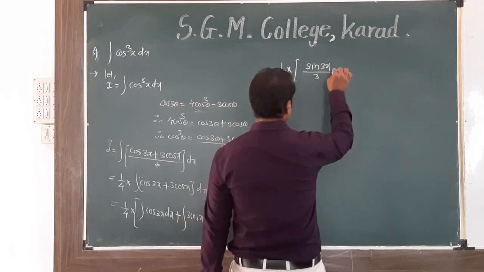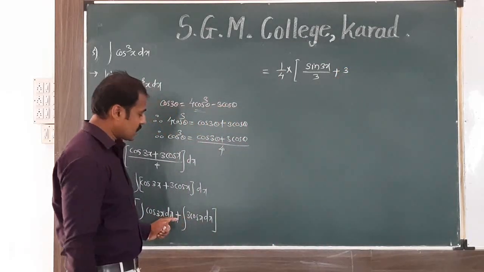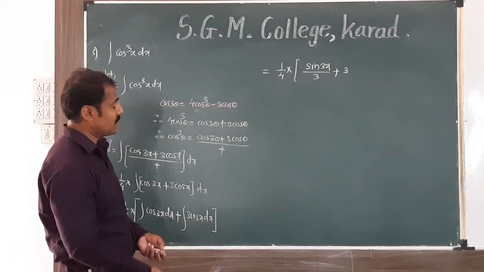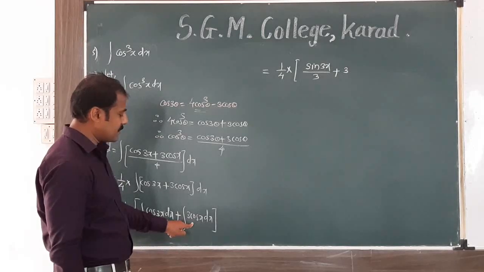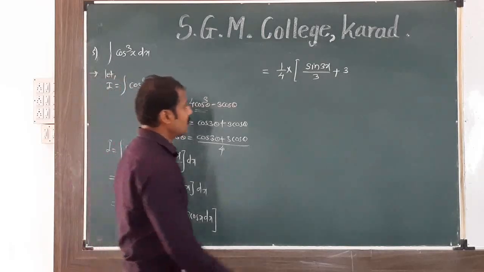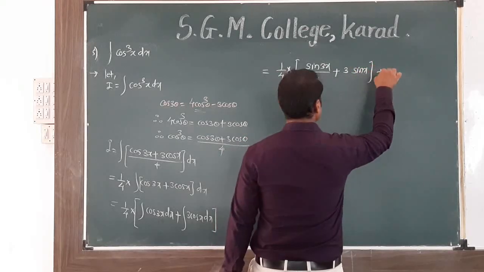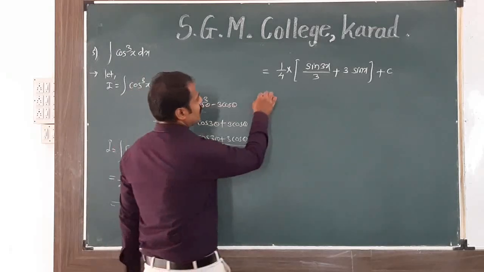Okay, plus here 3 is a constant. Take it outside the integration sign, and what's remaining here? Integration of cos x. Integration of cos x is again sin x. So 3 sin x plus constant of integration c. Here is the answer.